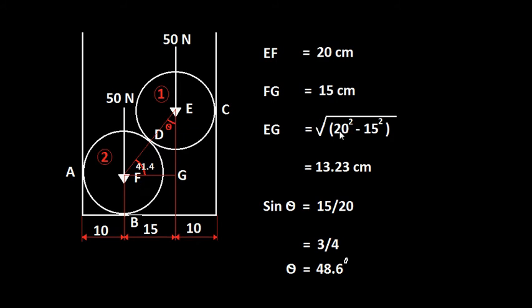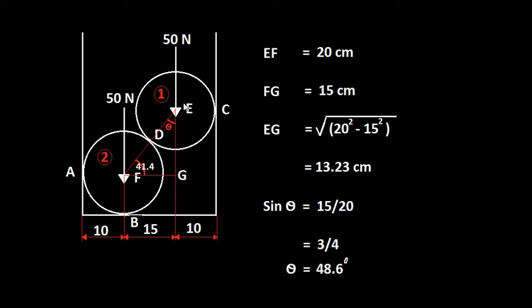That is square root of 20 square minus 15 square, that will be 13.23 centimeter. And also you can find the sine theta here, that is sine theta will be opposite by hypotenuse, that is 15 divided by 20 or 3 by 4, and therefore theta will be 48.6. Also you can find the angle here will be 90 minus 48.6, that is 41.4 degree here.